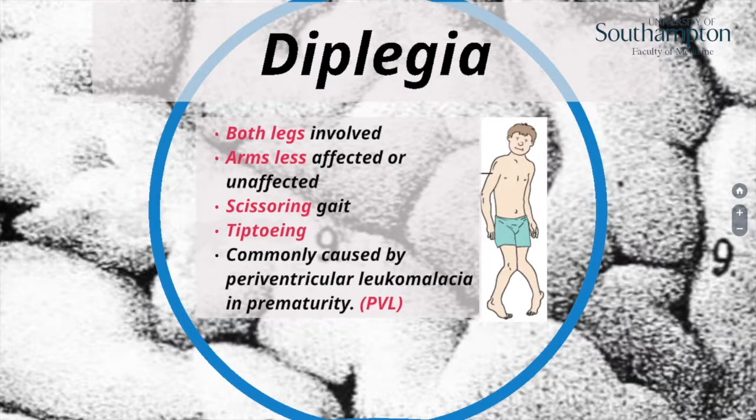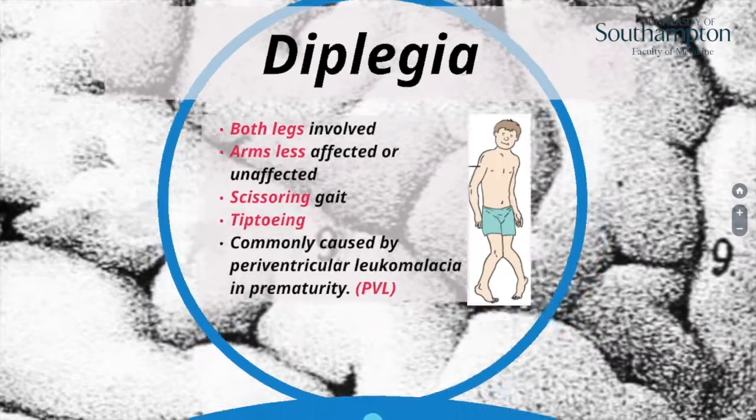An important point to note is that diplegic spastic cerebral palsy is commonly caused by periventricular leukomalacia, and this is quite a famous exam question.